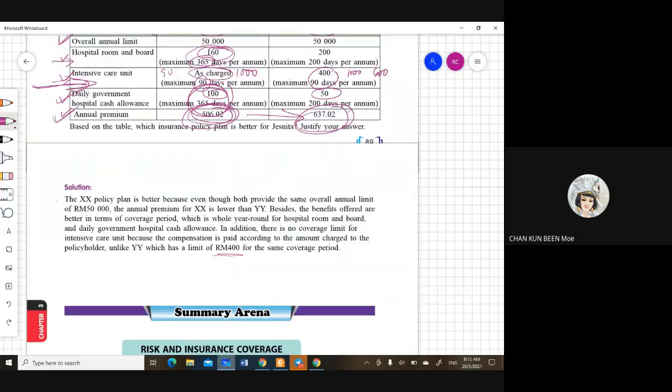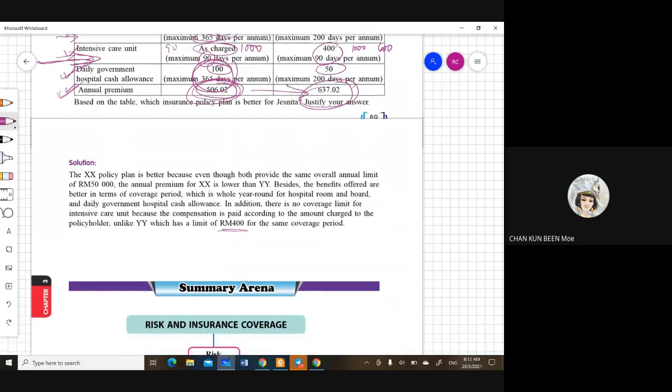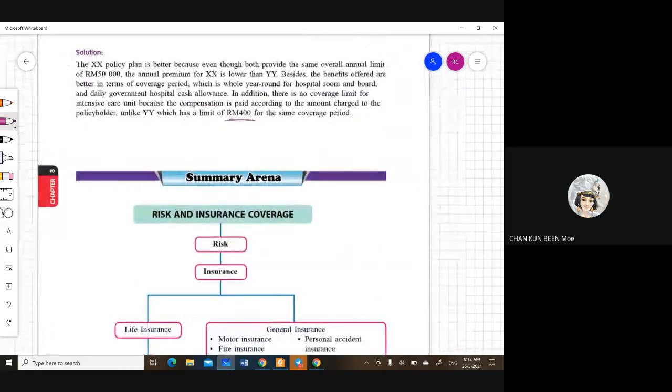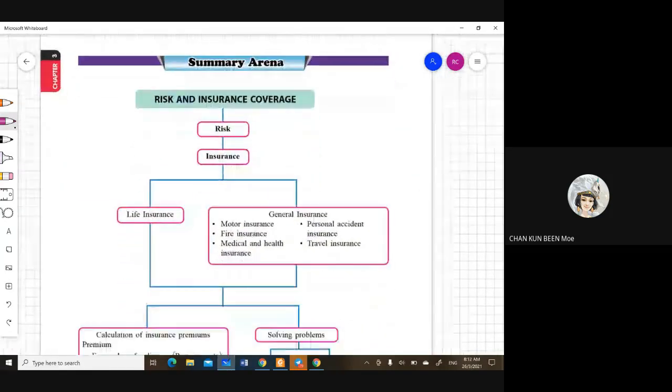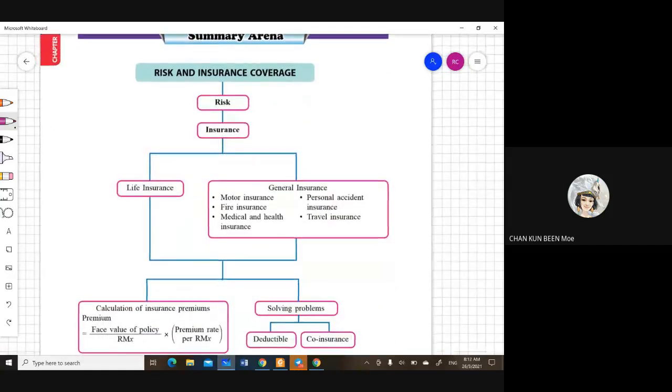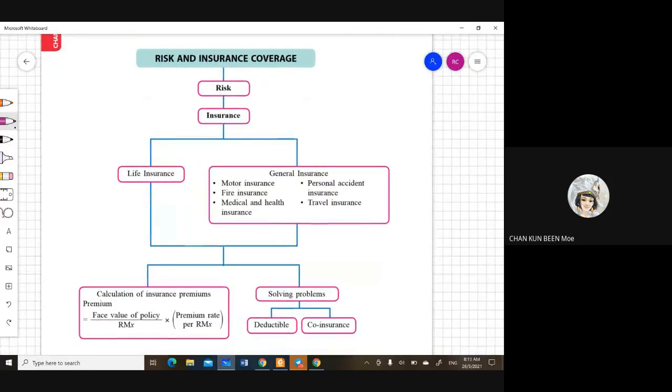So later on, you are going to do some exercise. Don't have to worry. Okay, I'm going to summarize everything that you learned in this chapter. Very fast. We already finished the whole chapter in 1 week. Okay, so this is what we learned regarding the risk and insurance coverage. You have to know what is the meaning of risk. Remember the meaning of risk.